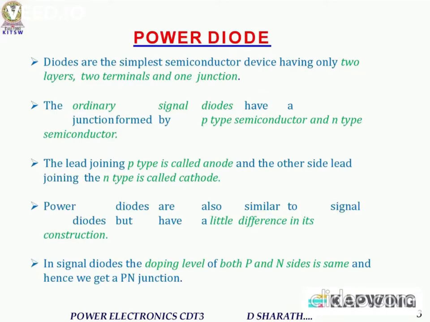So what is a power diode? Diodes are the simplest semiconductor device, having only two layers, two terminals and one junction. The ordinary signal diodes have a junction formed between a p-type semiconductor and an n-type semiconductor. Power diodes are also similar to signal diodes but have a little difference in construction. In signal diodes, the doping level of both P and N is the same, and hence we get a PN junction.